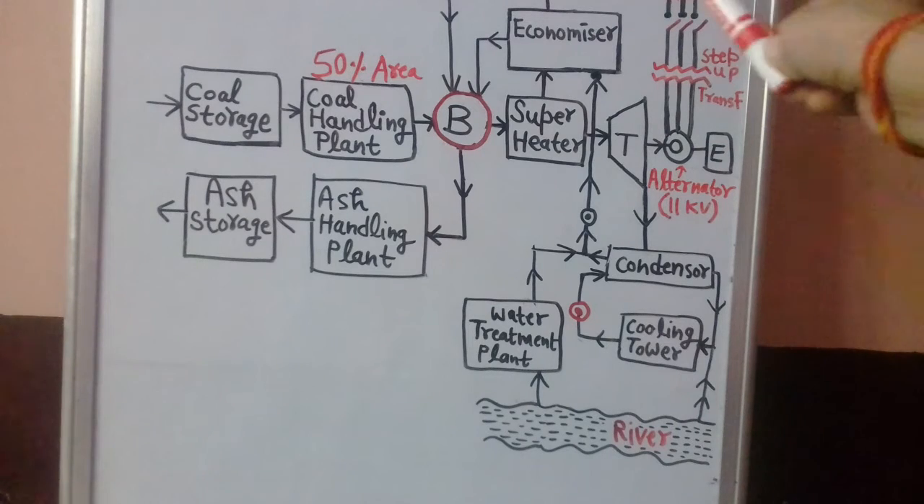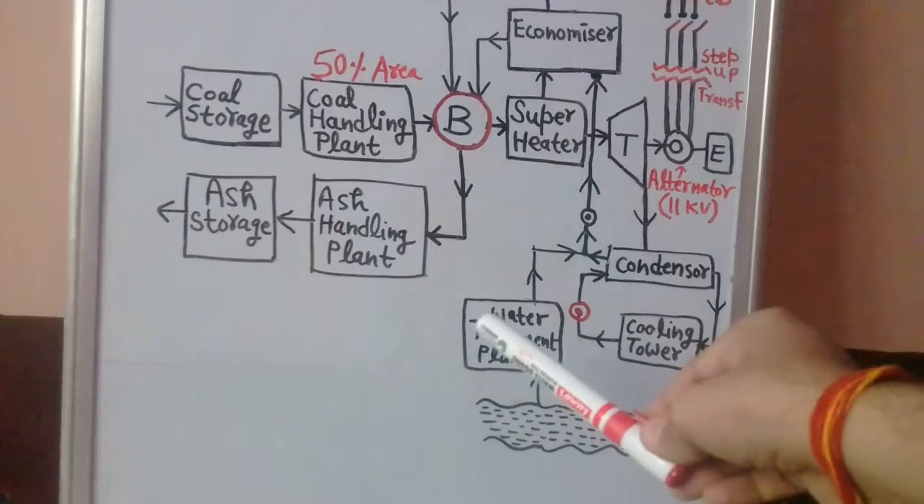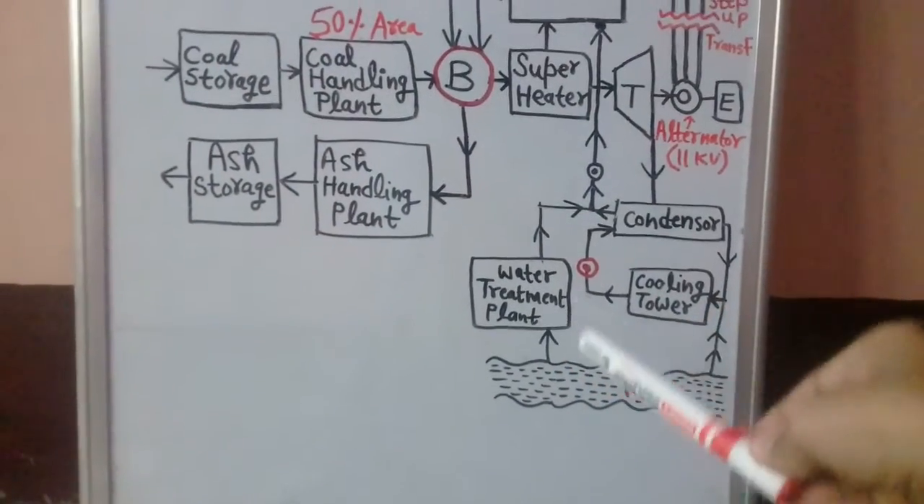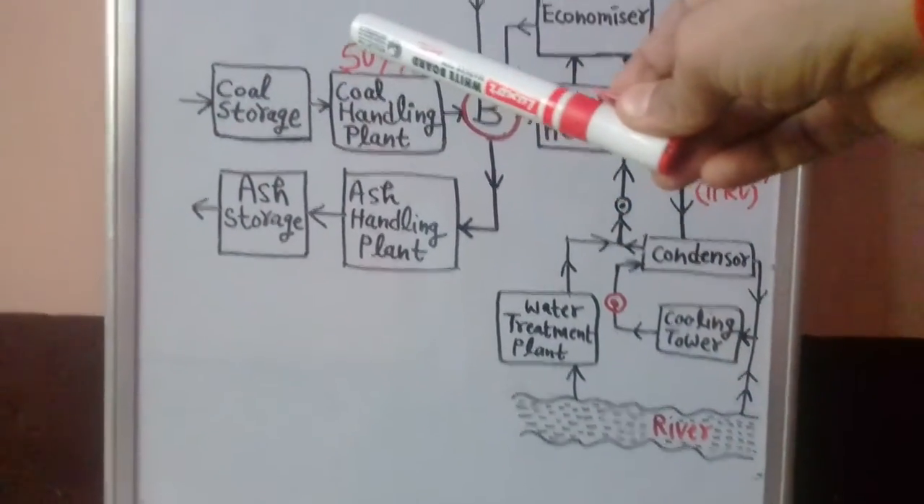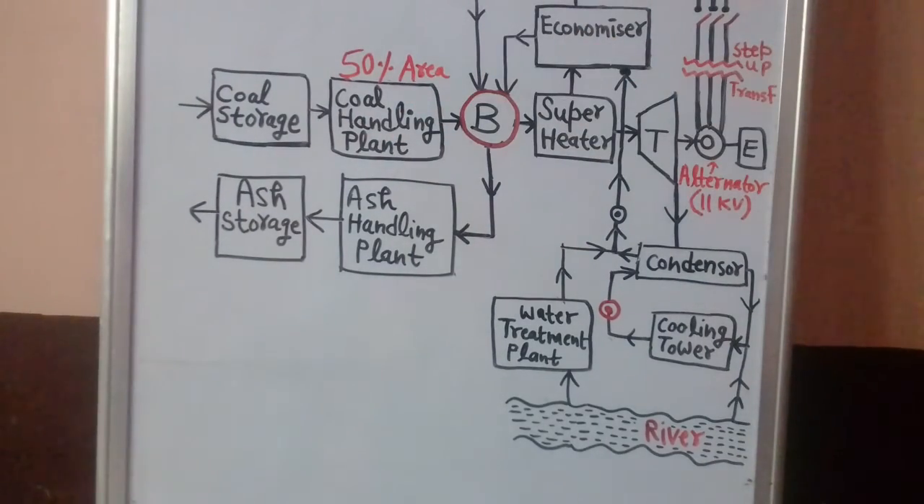R and B here represent the transmission lines, right? So this is the water treatment plant. Now here we shall discuss one by one. See here, this is the coal storage.